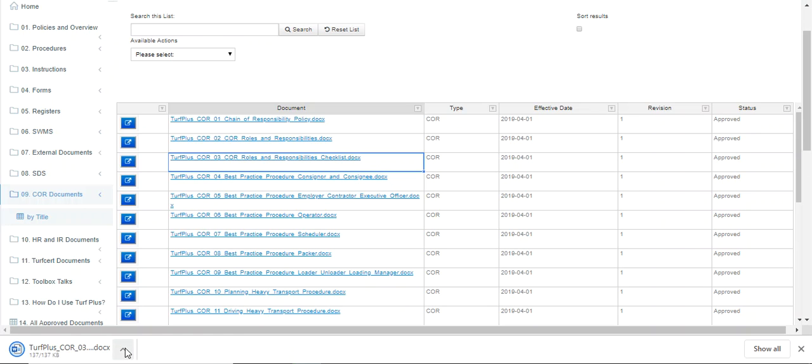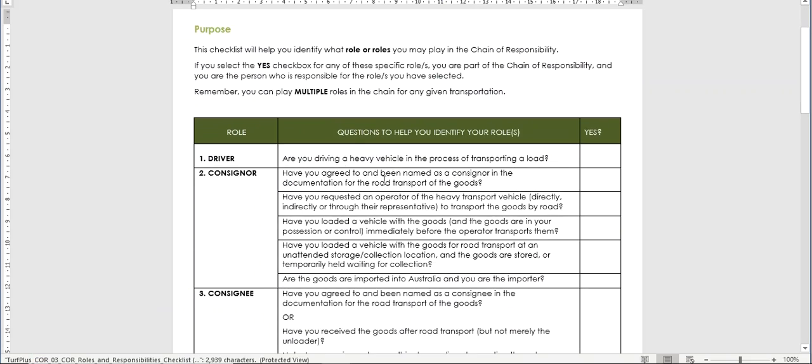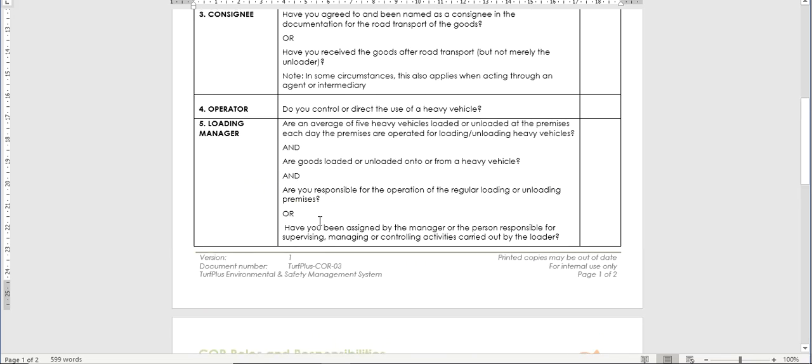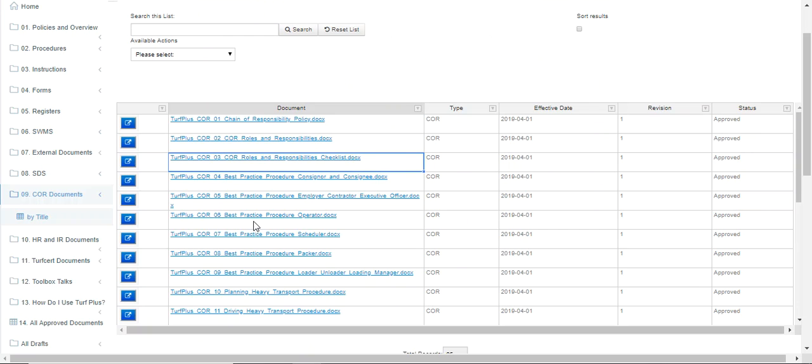If we quickly open the checklist here, the roles and responsibilities checklist, that's how you can work out which role you hold here. And I think it gives a pretty good explanation. I think it's a good idea to read all these documents if you can.